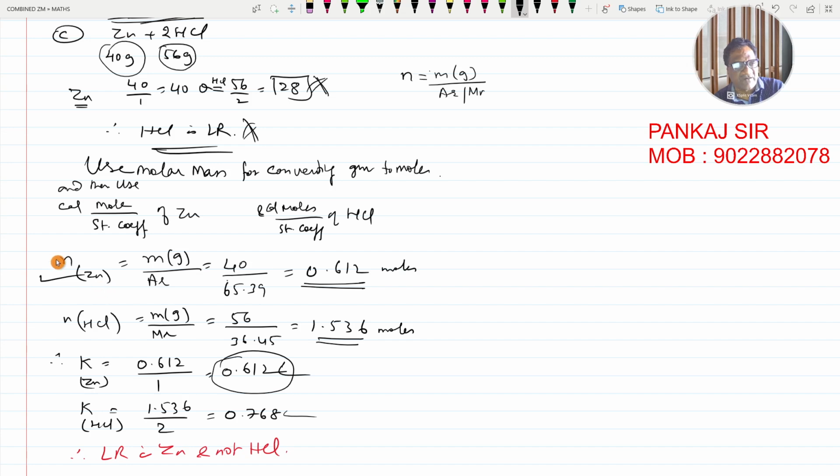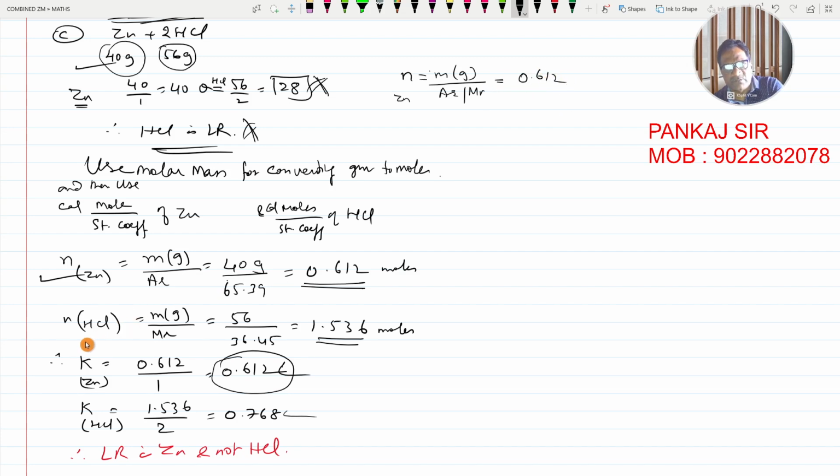N of zinc, that is number of moles of zinc, will be equal to mass of the zinc in gram divided by the AR of zinc. So mass of the zinc used is 40 grams. So I'll write here 40 gram divided by AR for zinc, 65.39, and 40 divided by 65.39 works out to 0.612. So the mole N for zinc I am getting as 0.612.